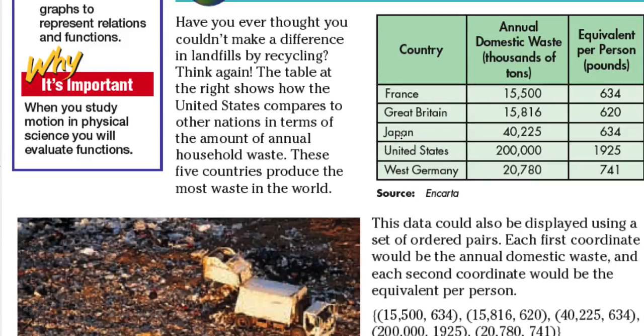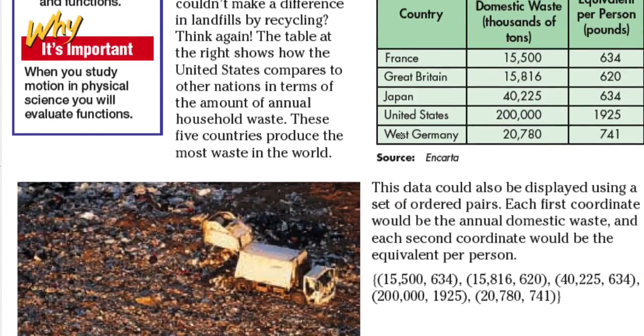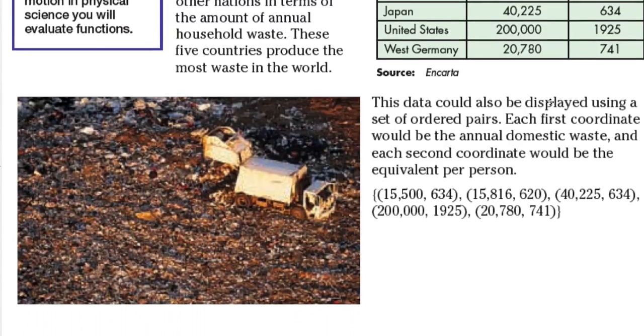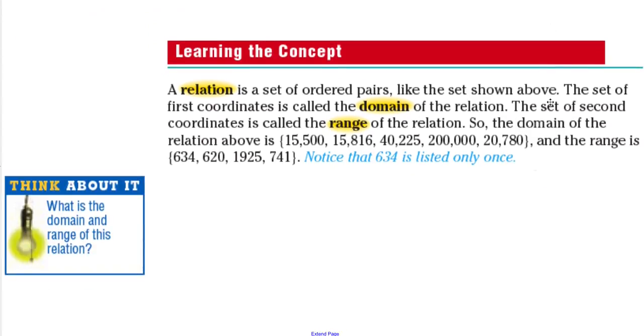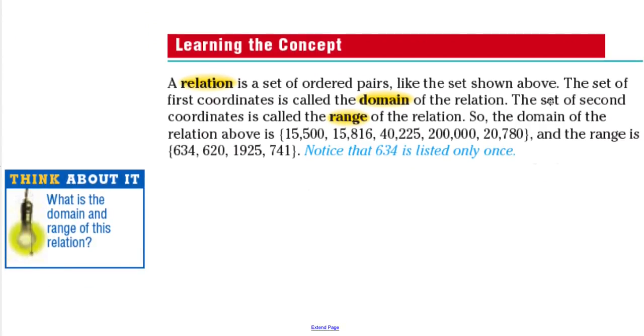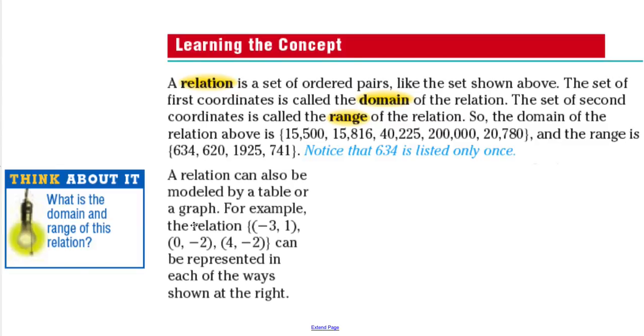Now you might ask, why are the two numbers different? 634 here, while in Japan it's 40,225. It might also mean that Japan has more industrial waste, which does not involve waste of an individual person. That's probably one of the reasons why the numbers are different. So a relation can also be modeled by a table or a graph.